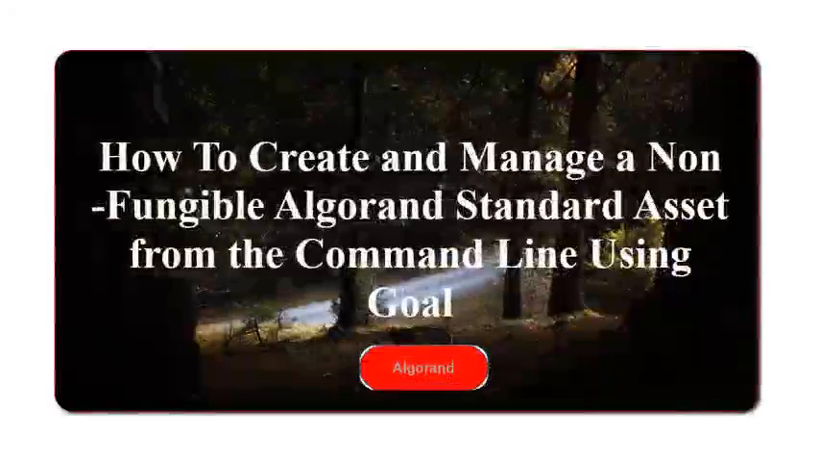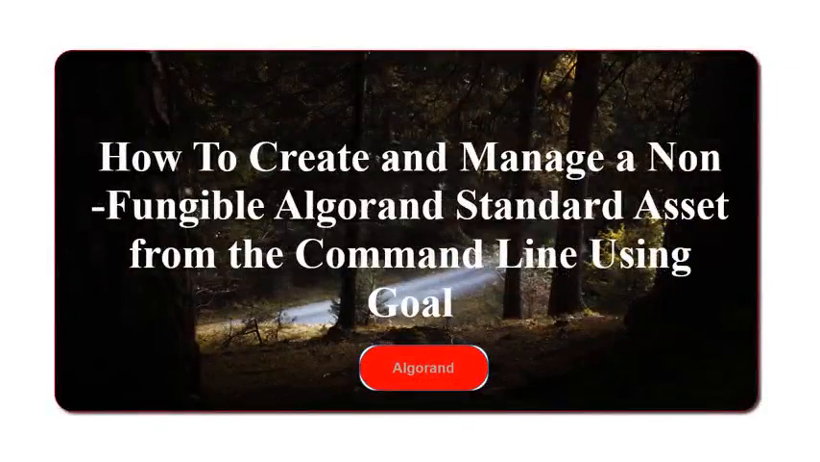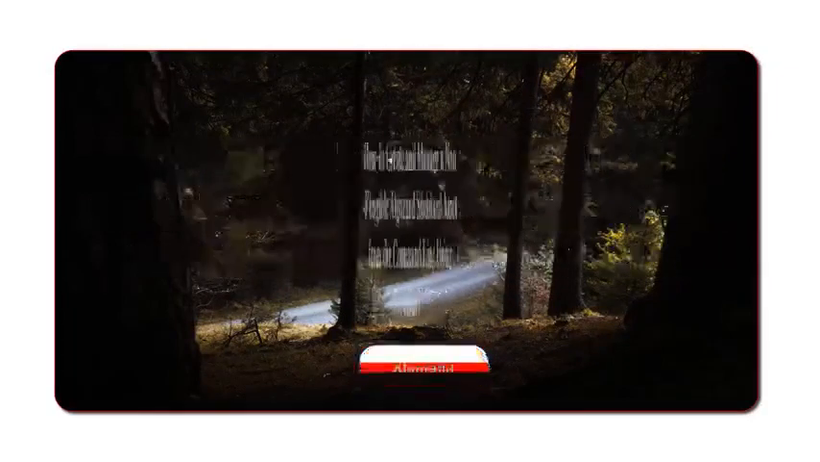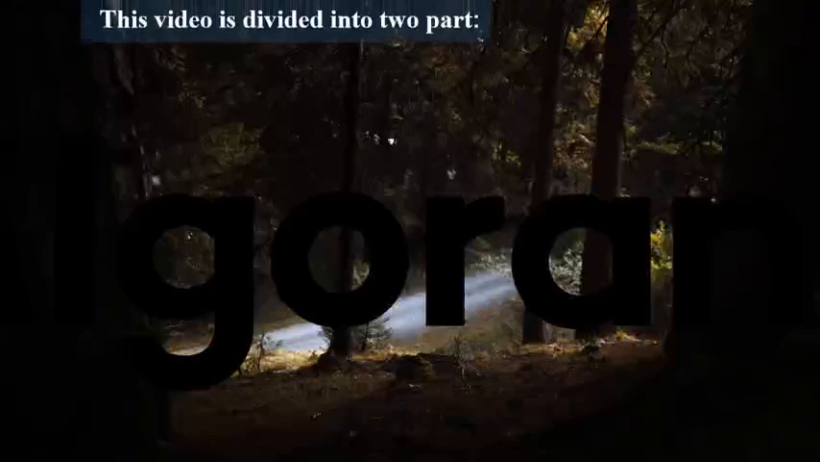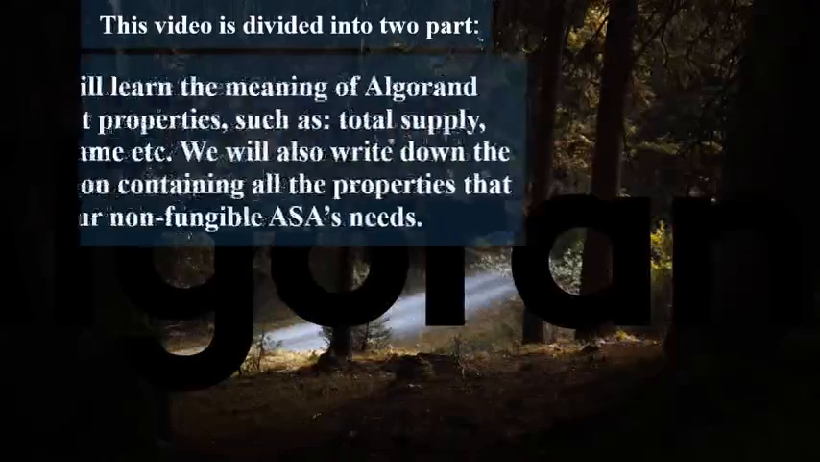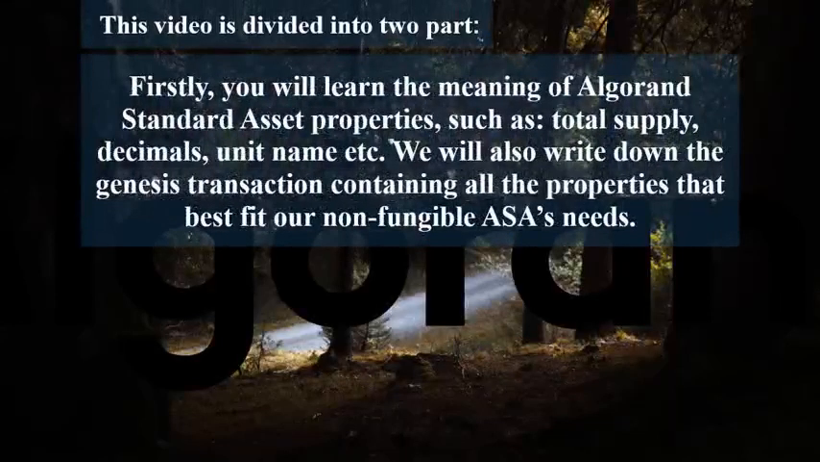How to create and manage a non-fungible Algorand standard asset from the command line, using goal. This video is divided into two parts. Firstly, you will learn the meaning of Algorand standard asset properties such as total supply, decimals, unit name, etc. We will also write down the genesis transaction containing all the properties that best fit our non-fungible Algorand standard asset.